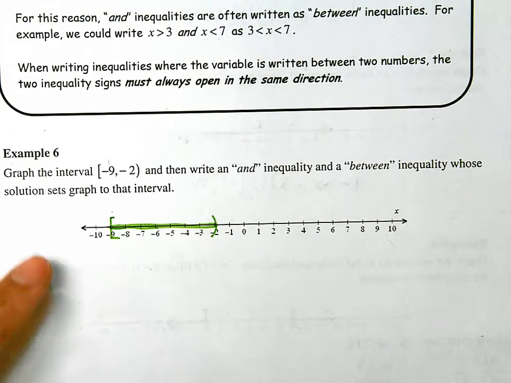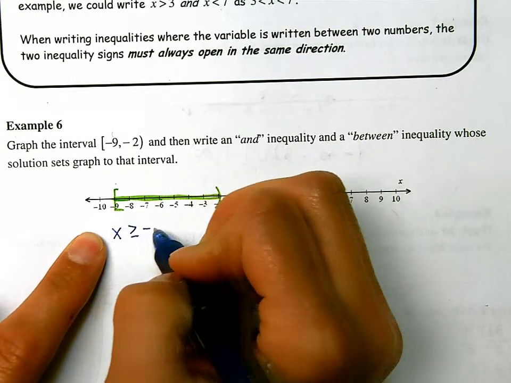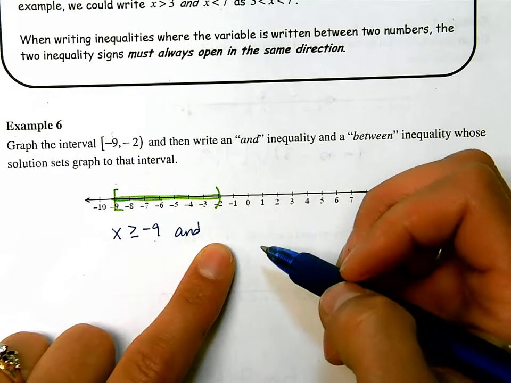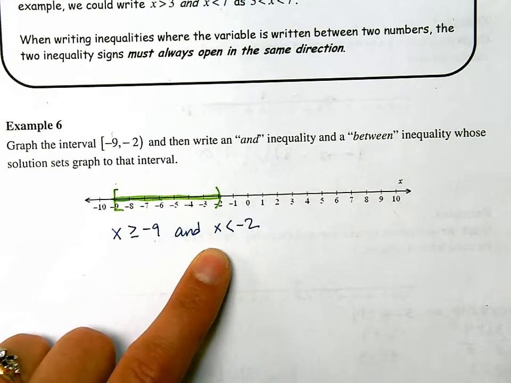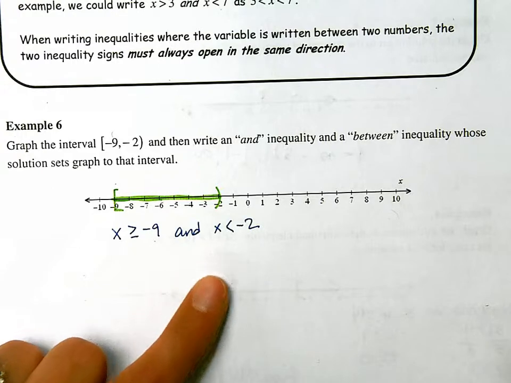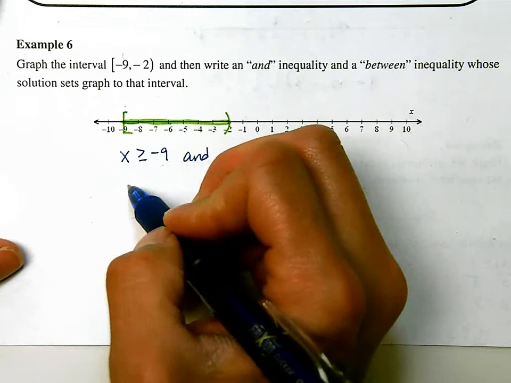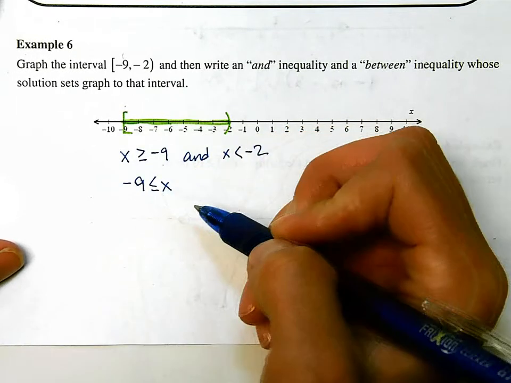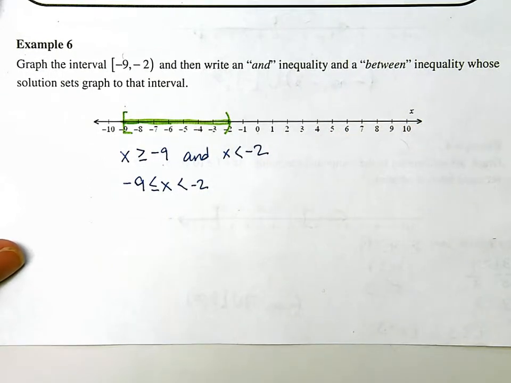To write this as an and inequality, we would say that x is greater than or equal to -9 and, what? Less than -2. Yep, and x is less than -2. So that's how we'd write it with an and. But since it's between 2 values, we could use this 3-part inequality and say, well, x is greater than or equal to -9, but less than -2. It's between those 2 values.